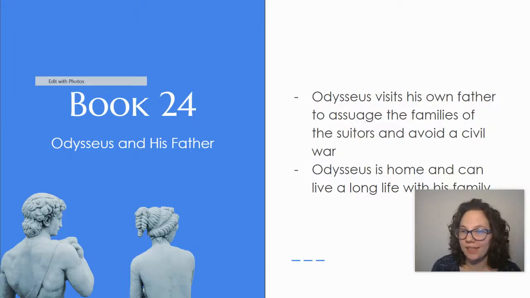So he talks to these different families, tells them about how horribly they treated his wife, his son, and himself. And they decide that they're not going to fight Odysseus for control of the kingdom. They think that what he did was just. So they got what they had coming to them from their bad behavior. So this is where the story ends.